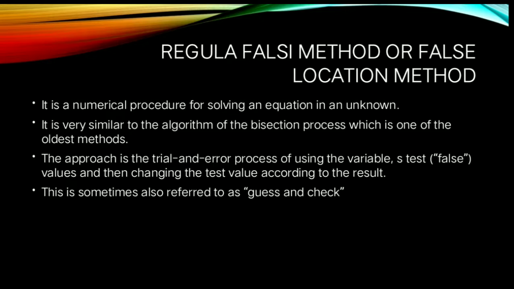The regula falsi method, or false position method, is a numerical procedure for solving an equation in an unknown. It is very similar to the algorithm of the bisection method, which is one of the oldest methods. The approach is a trial and error process of using test or false values and then changing the test value according to the result. This is sometimes also referred to as guess and check.